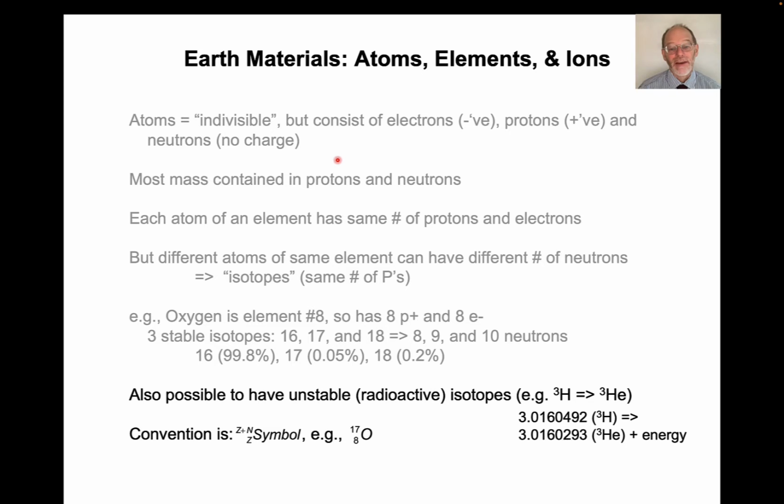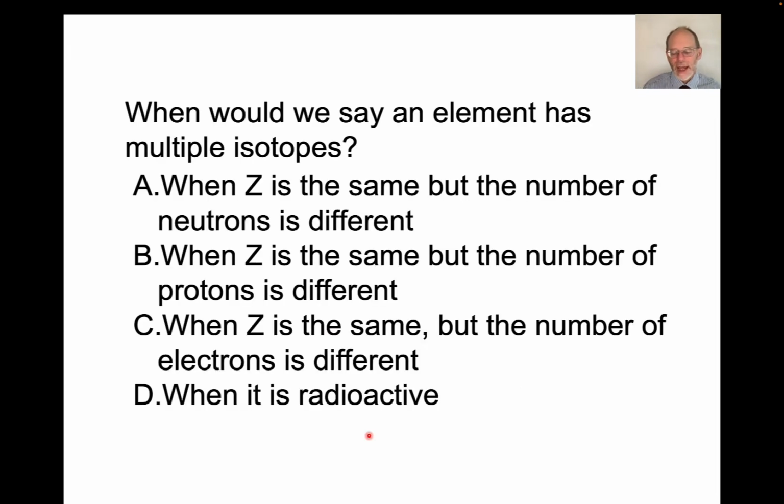It's also possible to have unstable or radioactive isotopes. Tritium, hydrogen-3, is an example. It decays to form helium-3, and we can see that it's unstable if we look at the mass. The mass of hydrogen-3 is greater than the mass of helium-3. So hydrogen-3 can convert to helium-3 plus energy. And to remind you, the convention for isotopes: the atomic symbol is the letter or letters here. The lower left is the proton number or the atomic number, and the upper left is the sum of protons and neutrons. So just to have a little review question, when would we say an element has multiple isotopes?